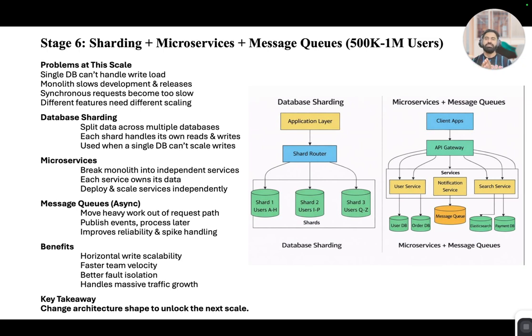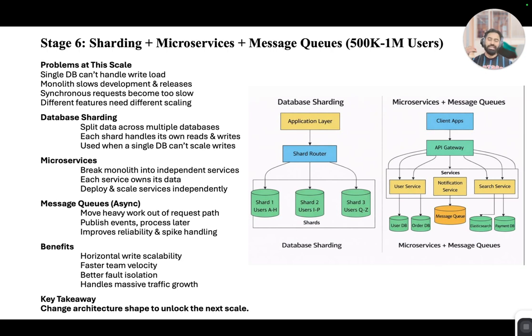So basically there are three big tools at this stage. First is database sharding. Second is microservices. Third is a messaging queue for asynchronous processing. So let's understand them one by one in depth. First we will discuss database sharding.